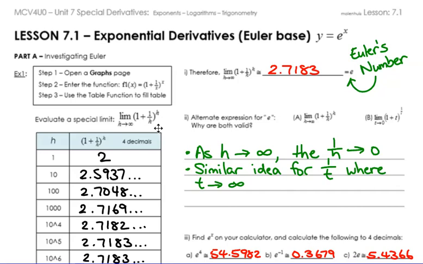Do you guys remember in grade 11 when you started learning about financial applications and stuff like that? If you get interest monthly, h would be 12. And if you got your money daily, h would be 365. And so what I'm going to do is show you through investigating, I'm going to start upping that h value closer and closer to infinity.